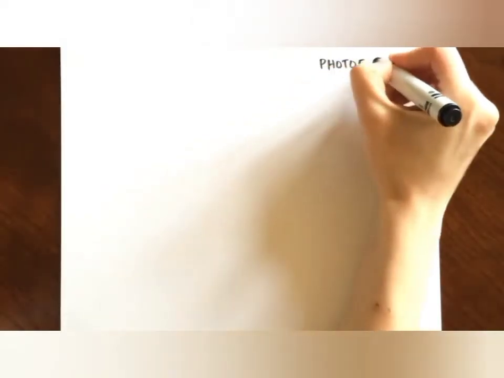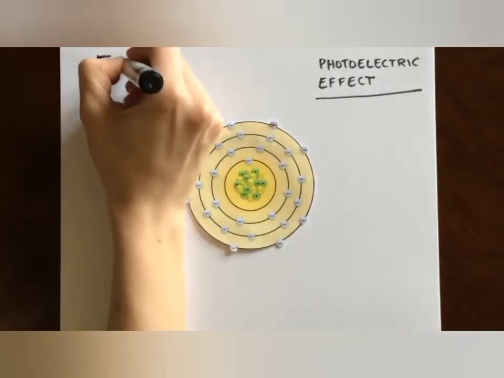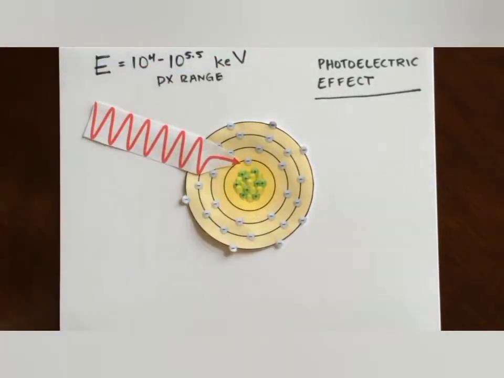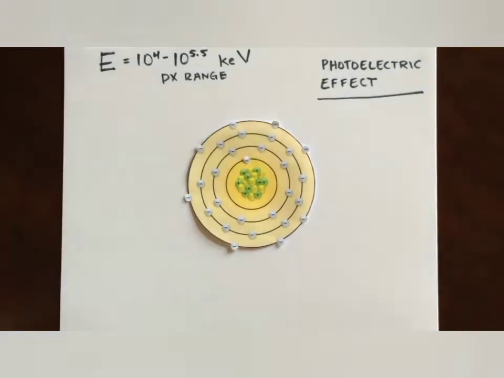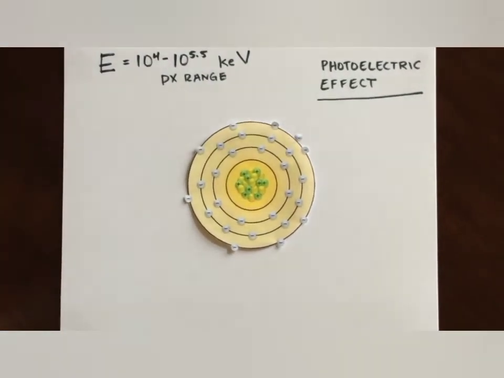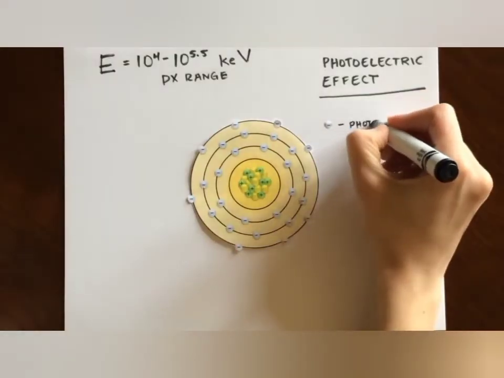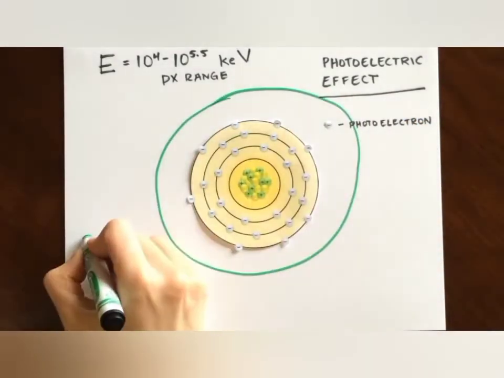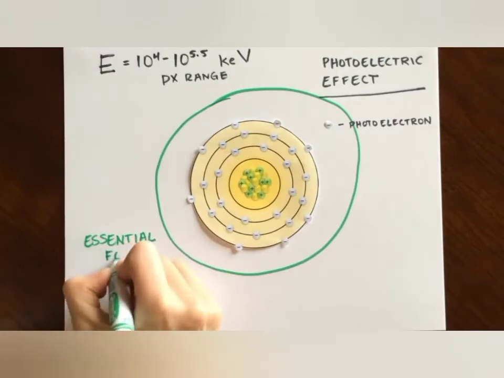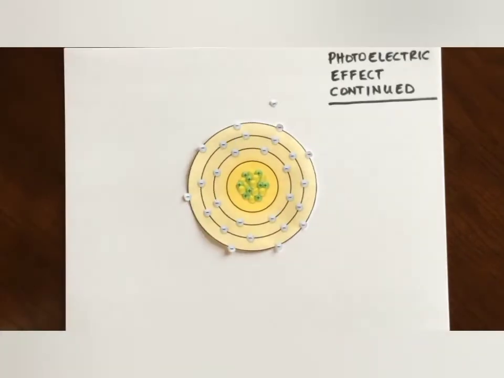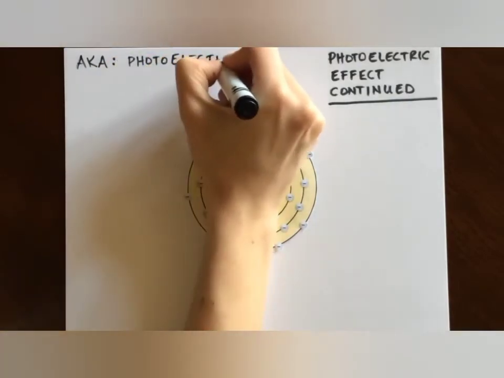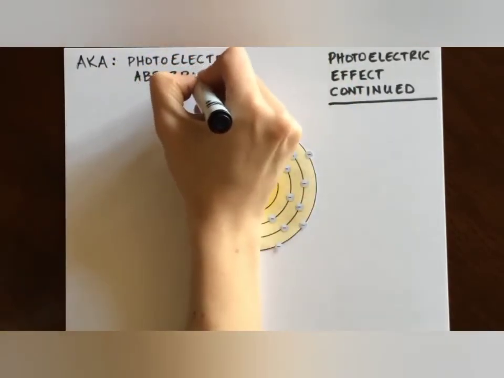In the photoelectric effect, which also occurs in the diagnostic energy range, an X-ray photon interacts with an inner shell electron and completely disappears, causing the electron to be ionized. This electron is now called the photoelectron. This interaction is essential for diagnostic radiology, and we will discuss why later in the video. These interactions may also be referred to as photoelectric absorption since the photon is completely absorbed.